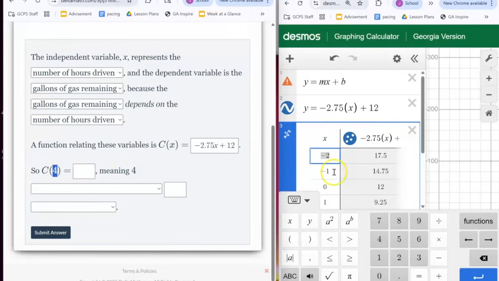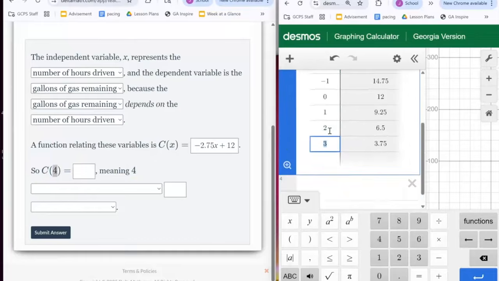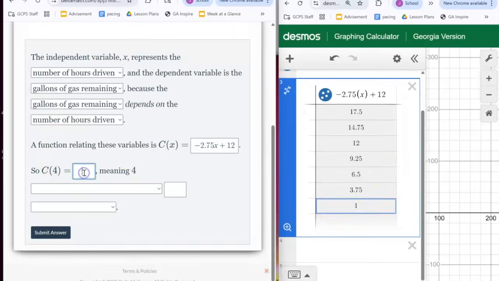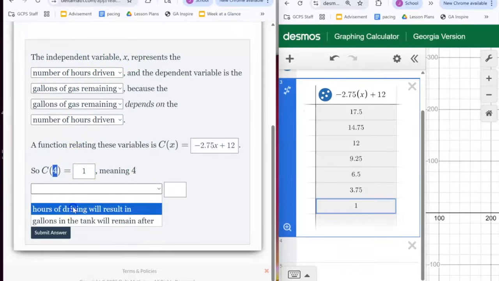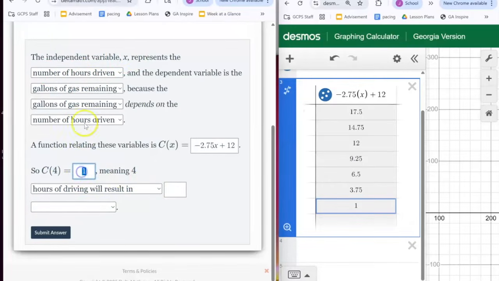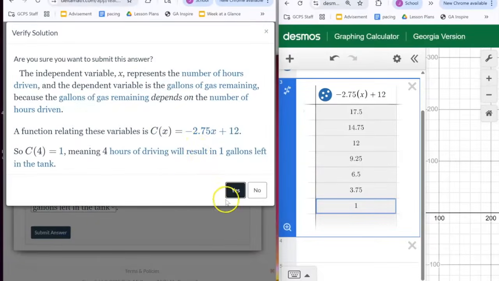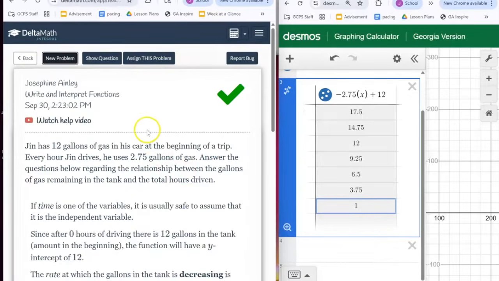And then what does that mean? After 4 hours, so I'm going to come here to 4 hours, that says 2, 3, 4, or you can just type in 4. What does this mean? There is 1 gallon of gas left. Okay, so when C of 4 is equal to 1, it means that after 4, so this is the X, what does that mean? You come here, X means hours driven. So hours driving will result in Y. What is the Y? Gallons of gas remaining. Will result in 1 gallon of gas left in the tank. Okay, so you just kind of need to go through the problem, write the function, decide what is X, what is Y, what is independent, what is dependent, and then answer what is the meaning in context.